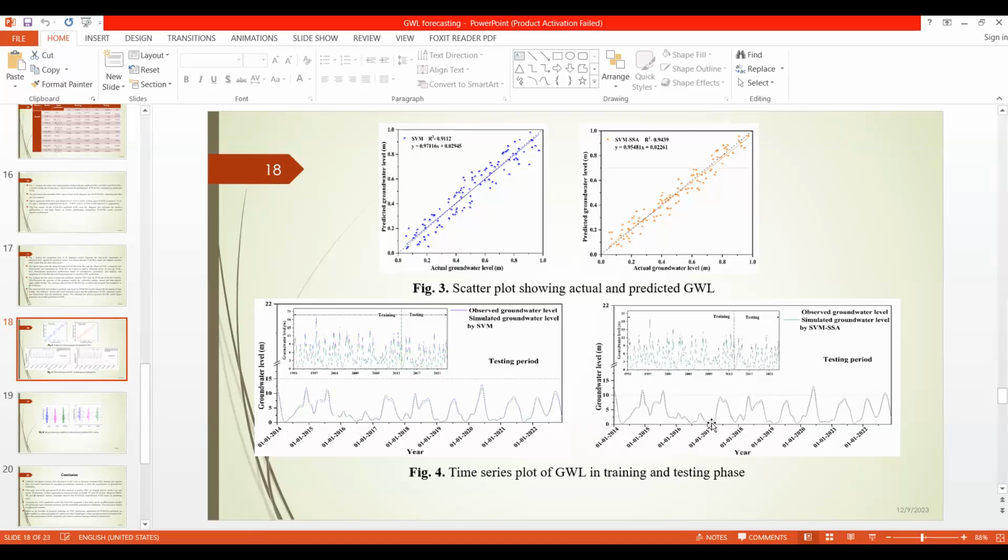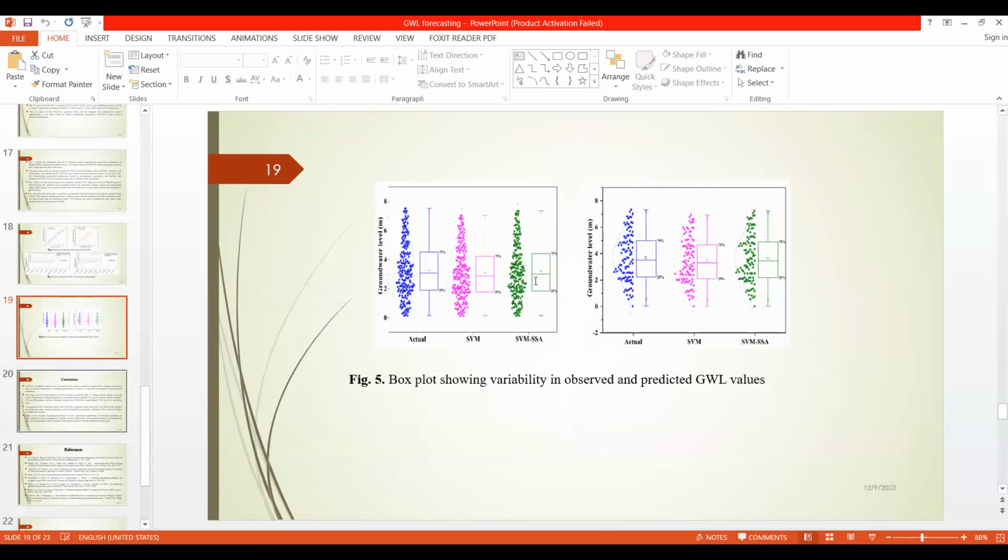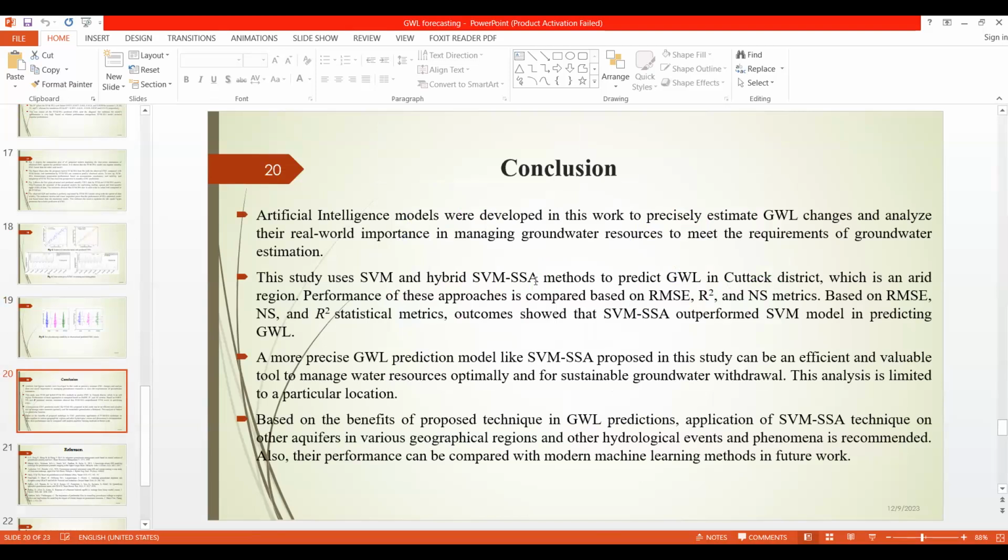Also, I have taken a time series plot, in which the observed value, which I have taken from the CWC data, and also the predicted or simulated groundwater value are shown. We can see that there is a big gap between the observed and the predicted value. But when we take the hybrid model, we can see that the gap between the actual and predicted value is less. So this shows that the hybrid model can predict the groundwater level much closer to the observed value. And the last representation which I have taken is the box plot, which also shows that the hybrid model is predicting data more closely to the observed ones compared to the conventional model.